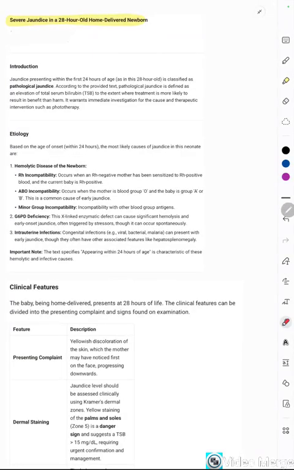The next question is severe jaundice in a 2-day-old home-born newborn. What are the clinical features, differential diagnosis, and the management? So, jaundice presenting in a 2-day-old home delivered newborn is mostly a case of pathological jaundice, as the serum bilirubin levels would have started to increase within 24 hours. That is called pathological jaundice. The treatment will most likely benefit than harm the patient.